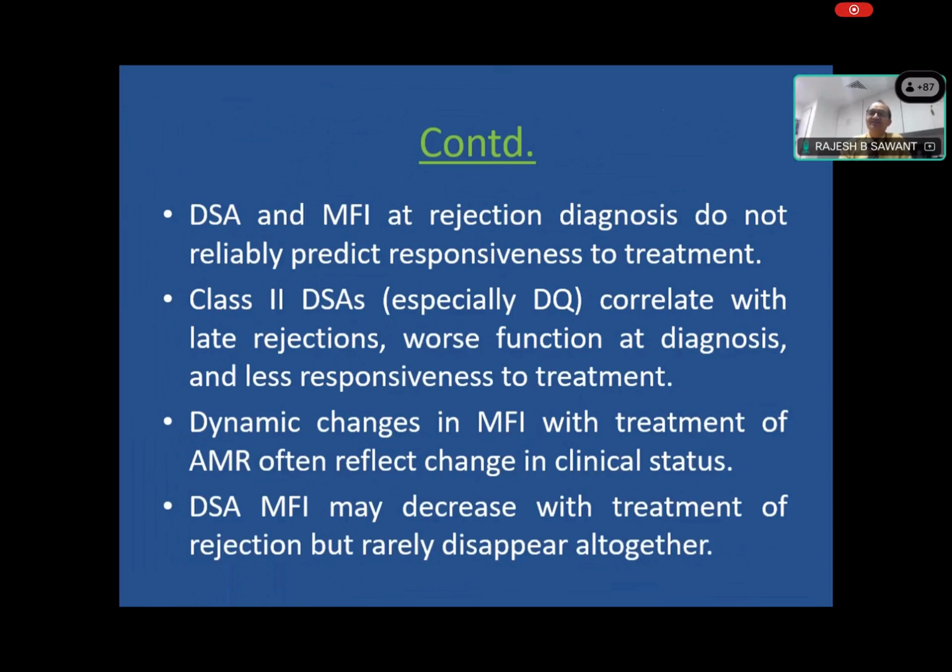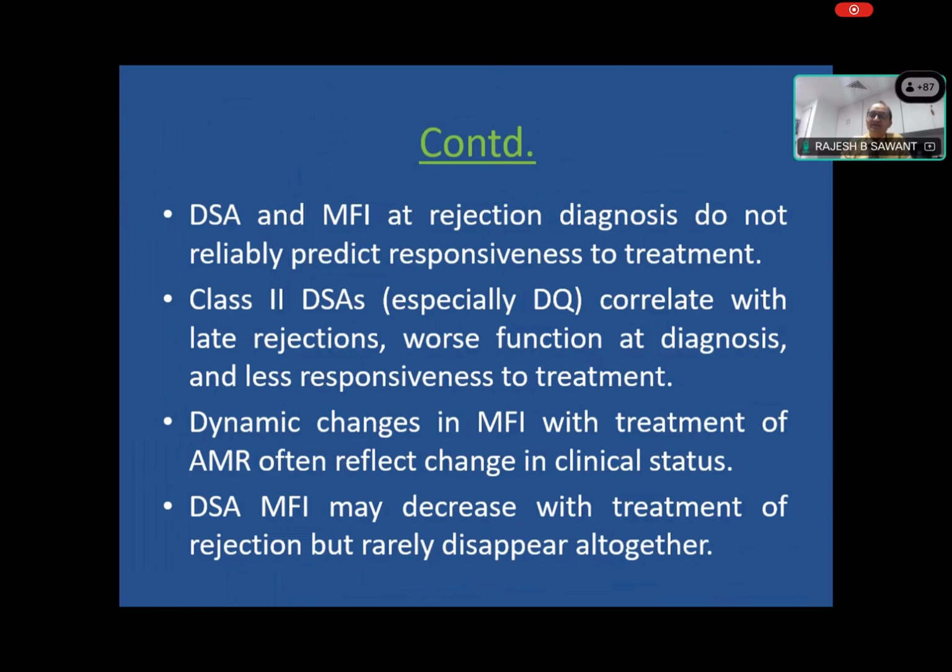Class 1 is generally considered to be of more clinical significance, but class 2, especially against the DQ, correlate with late rejections, worse function at diagnosis, and less responsiveness to treatment. So if you are identifying an anti-DQ, HLA-DQ antibody, it may be also clinically significant. So don't just dismiss it because it is a class 2 antibody, right?